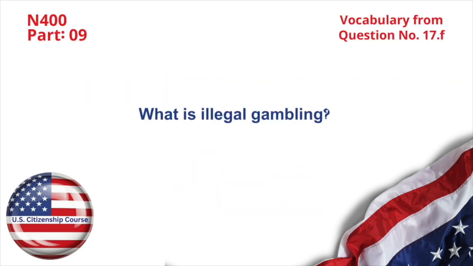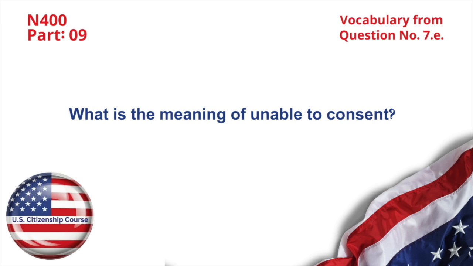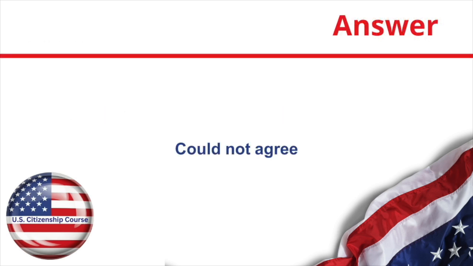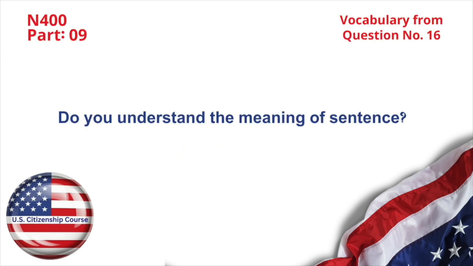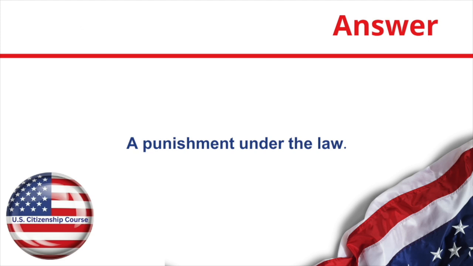What is illegal gambling? To play a game for money that is against the law. What is the meaning of unable to consent? Could not agree. Do you understand the meaning of sentence? A punishment under the law.